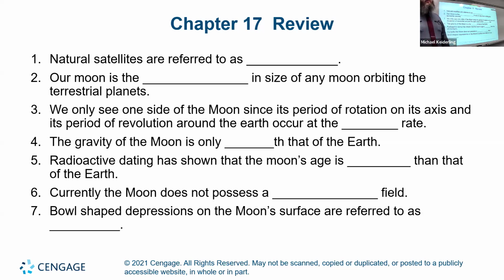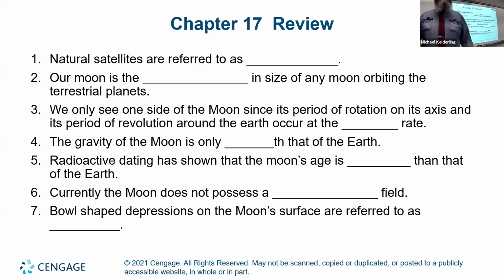We only see one side of the moon since its period of rotation on its axis and its period of revolution around the Earth occur at the same rate. So as the moon travels around the Earth, it rotates just right, so the same side is always facing the Earth. The gravity of the moon is only 1/6 that of Earth. So if you know how much you weigh on Earth, divide it by 6, you'll get your weight on the moon.